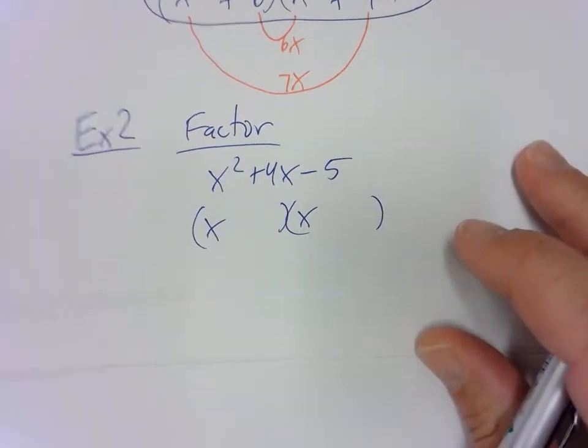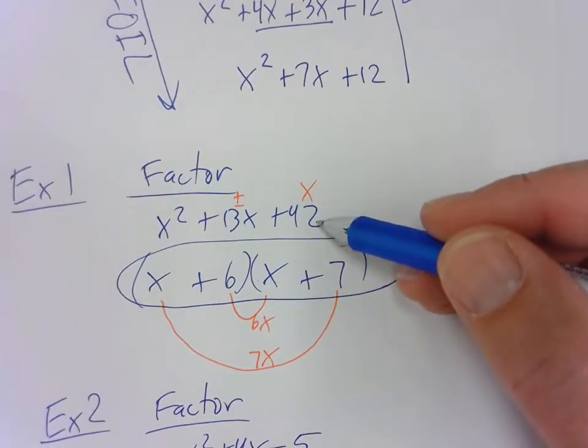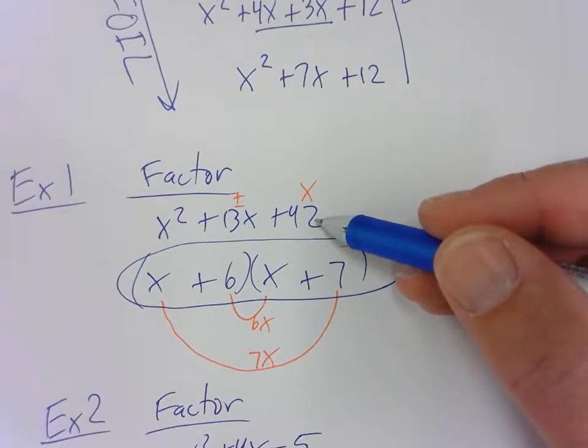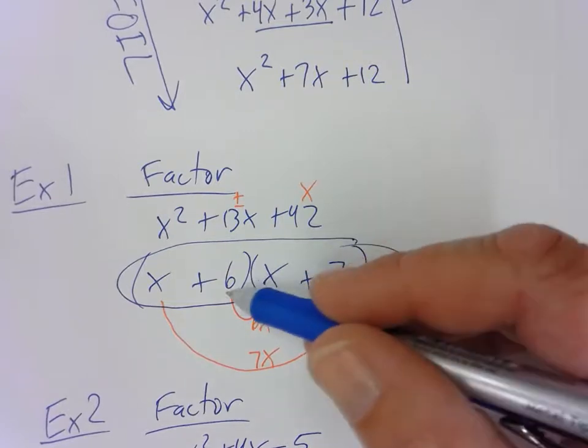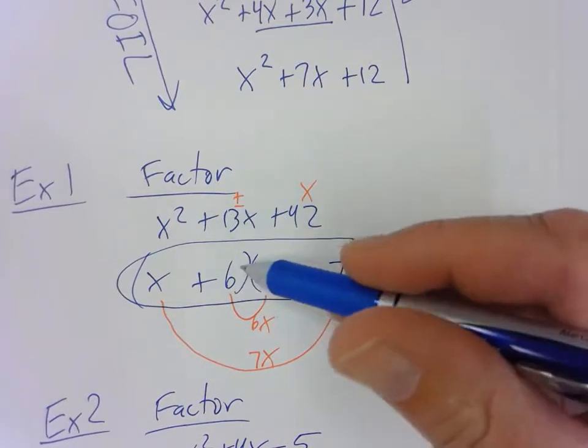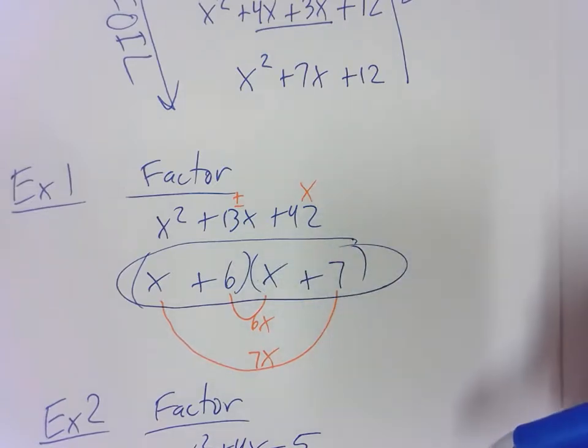42 has several factors, like 1 times 42, 2 times 21, 3 times 14. But 6 and 7 is the one that I want, because when I add 6 and 7, I get the 13. When I multiply 6 and 7, I get the 42.